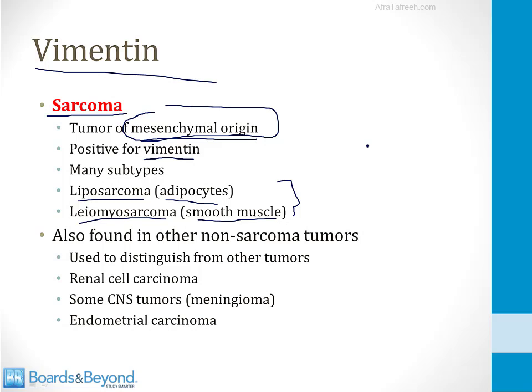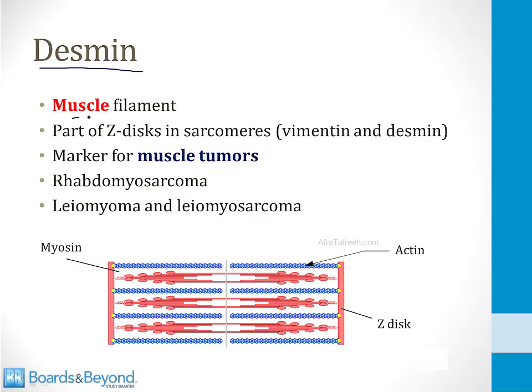Now, what's confusing about vimentin is it's also found in a number of non-sarcoma tumors, and therefore it's used to distinguish these tumors from other lookalikes. For example, renal cell carcinoma contains some vimentin, so do some CNS tumors like meningioma, so do endometrial carcinomas. So these are specialized situations where you can use vimentin to identify one of these tumors and distinguish it from a lookalike.